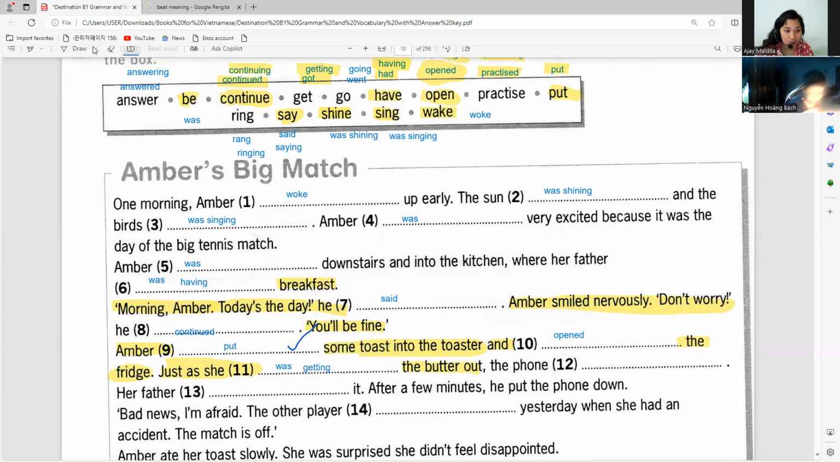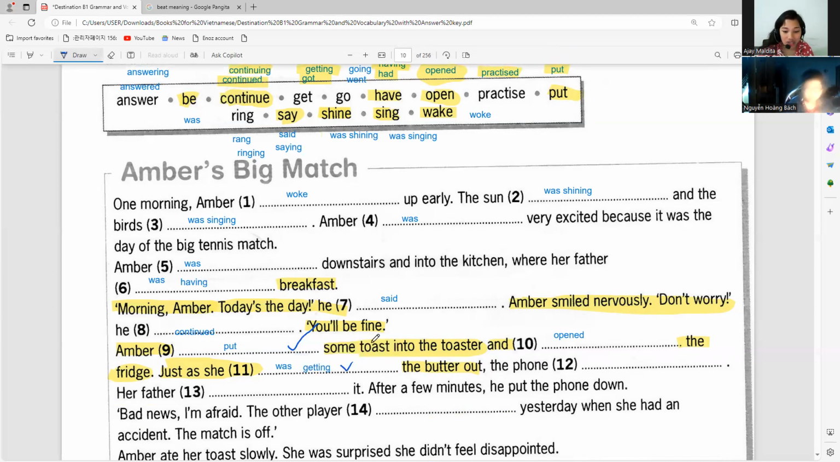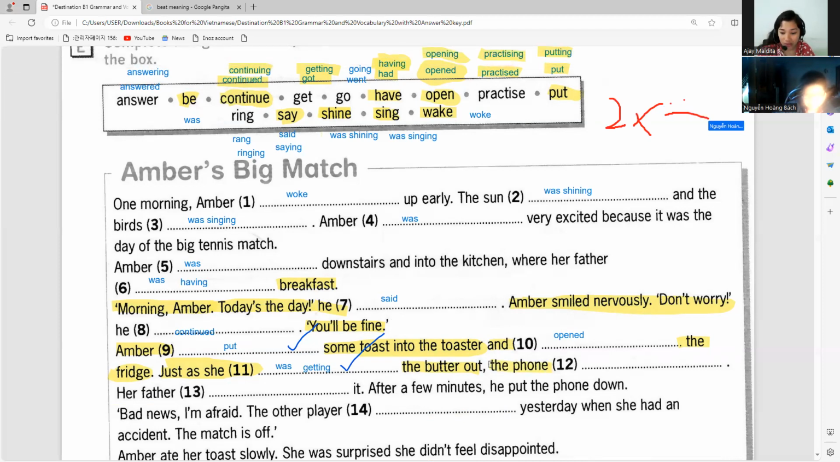Wow, you have 2 points. Okay, this one is correct. Wang Bak, you get 2 points. Okay, let's continue. The phone. Oh, what happened to our phone? Okay, the phone, Wang Bak. The phone, you will not use ing or was this time, so only past simple. What is your answer, number 12? The phone. Okay, so no more get. Okay, this one is done. Get is was getting, that is done.